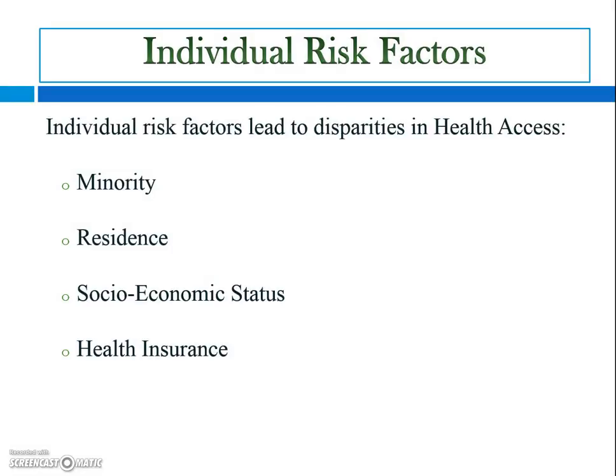Individual risk factors which lead to disparities in healthcare access are minority status, location of residency, socioeconomic status, as well as health insurance status. So if we look at minority status, we tend to find, through our readings and discussions in week 3, which carry over to this week, that those who are in minority racial and ethnic groups tend to have a higher incidence of lower socioeconomic status as well as lower rates of insurance coverage.